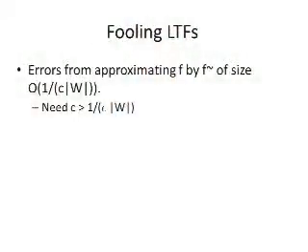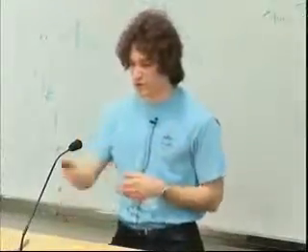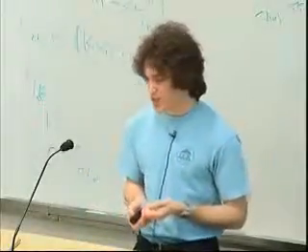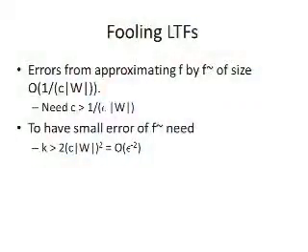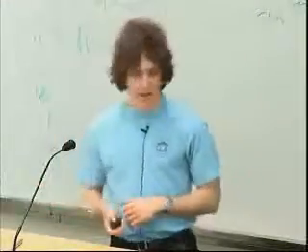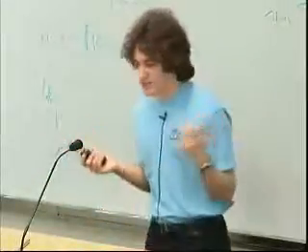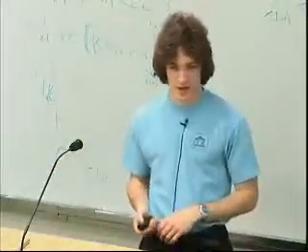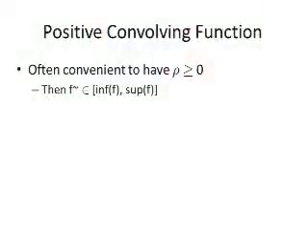Okay, so for fooling linear threshold functions, we have the error from approximating f by f tilde. That's roughly 1 over c times the size of w. So we need c to be at least 1 over epsilon times the size of w. And to have a small error from our Taylor error, we need k to be at least 2cw squared or so. So k we can get away with being O of epsilon to the minus 2. So what you need to epsilon-fool your linear threshold function is O of epsilon to the minus 2 independence.